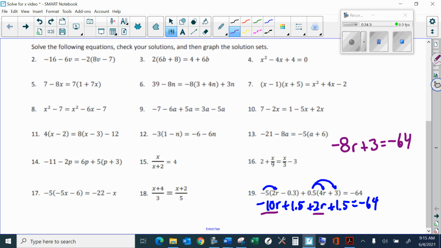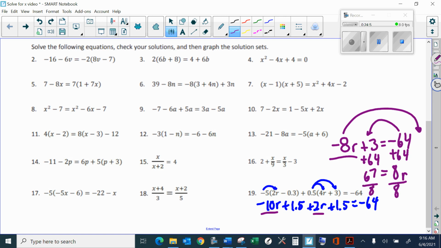Now notice, I'm glad this came up. Notice my negative 8r, my variable I'm solving for, is negative. I don't want that on that side. So I'm going to move it to the other side. Since the variables are going to the right, this constant therefore is coming to the left. So I'm going to add this 64 across. Okay, so I have 8r over here, positive 8r equals 67. Last step, divide by 8. And that does not reduce.